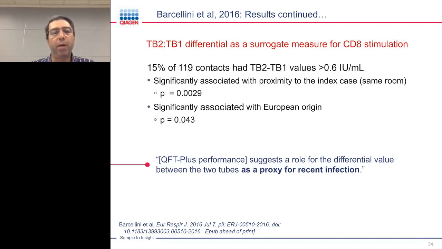And I'll show you a little bit more about this here, because when they then broke that down even further and said, what about this CD8 biomarker, this difference between the TB2 gamma interferon level and the TB1 gamma interferon level, they chose a value of 0.6 international units per mL difference, and they showed that this biomarker now was significantly associated with proximity to the index case, in fact, sleeping in the same room, and also that it was associated with being of European origin, which was much more of an indication that these individuals were not likely to have been infected for a long period of time. So really suggesting that this new test format could be a proxy for recent infection.